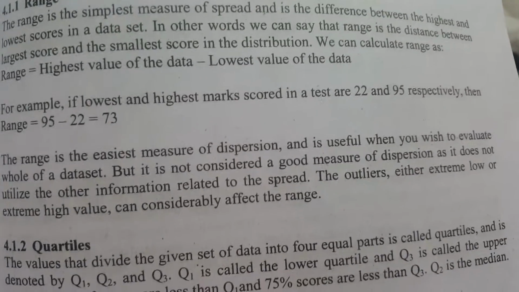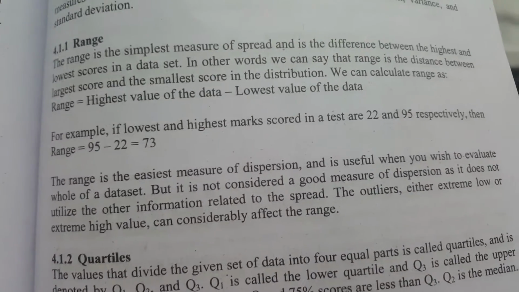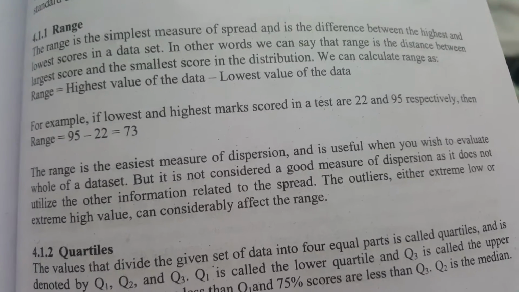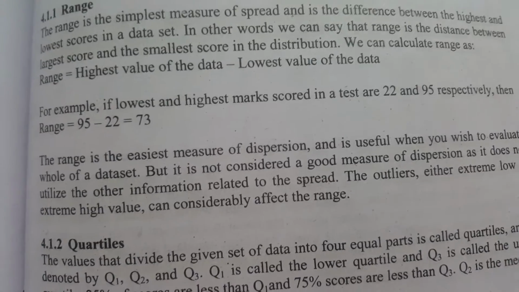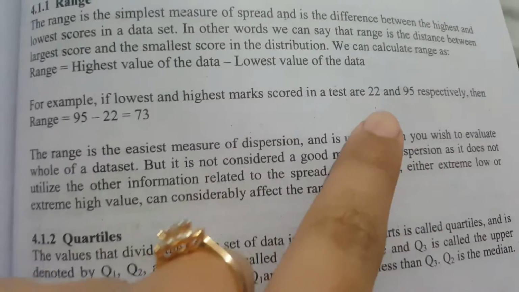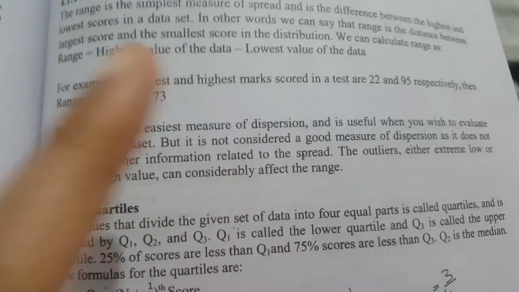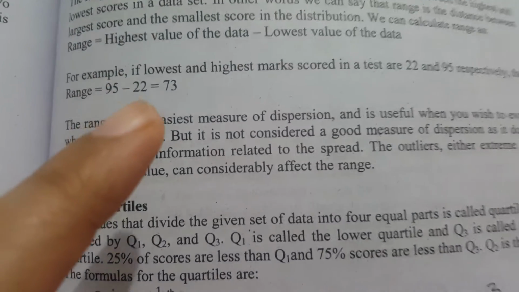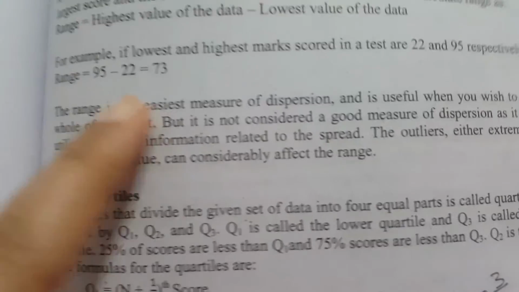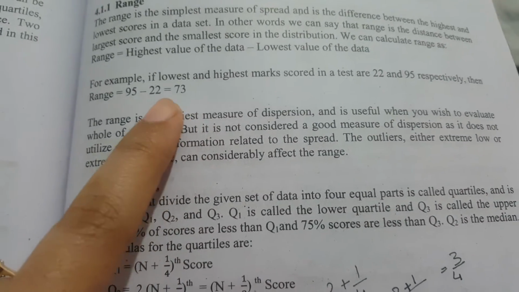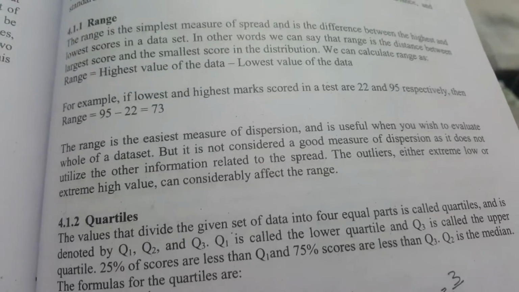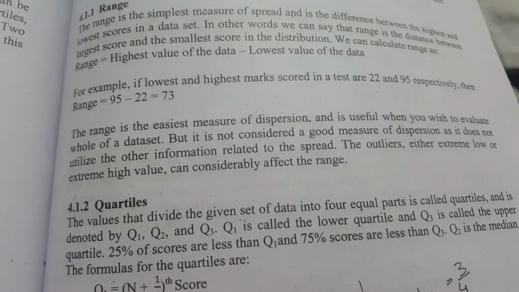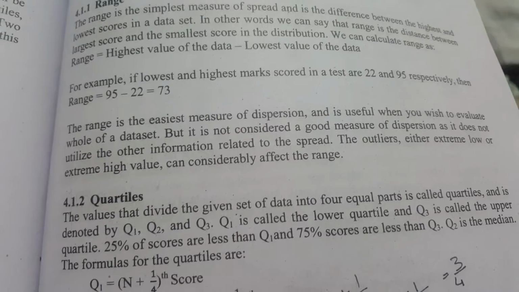As you people know, range is basically the difference between the highest and lowest value of the data. For example, we have data and it has a highest value of 95 and the lowest is 22. Then we will subtract the lowest from the highest. This is the answer. This was just an example. You must have an idea what range is. Range is basically the difference of highest and lowest.